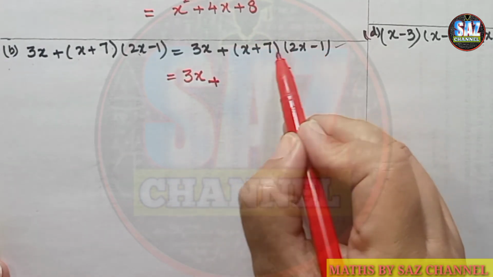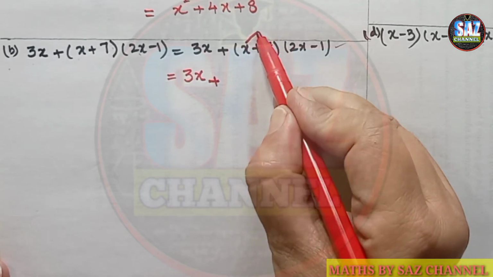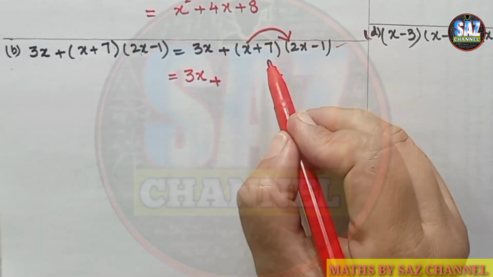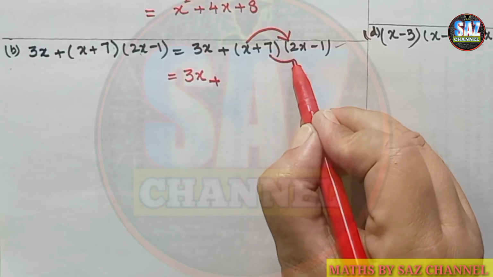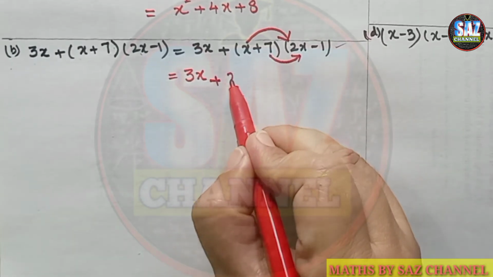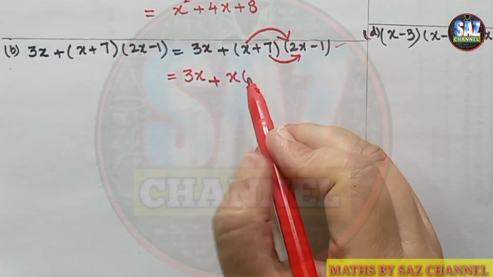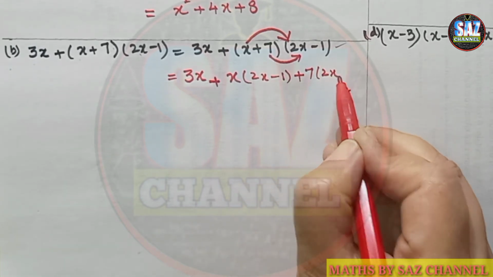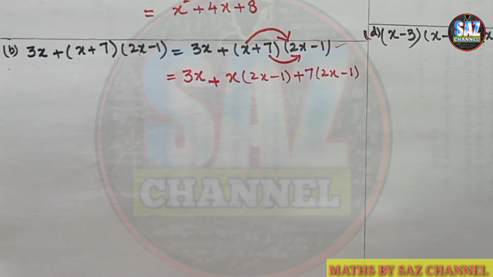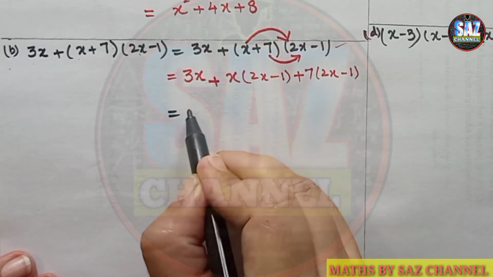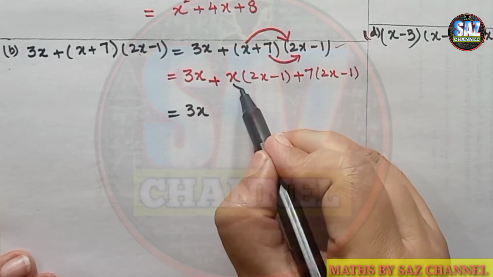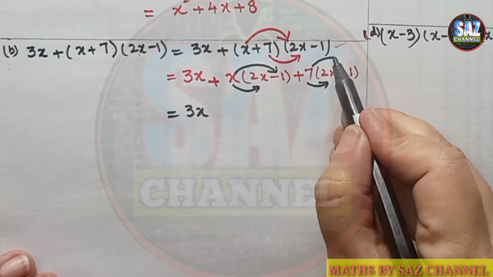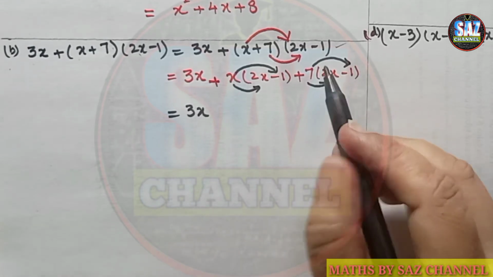In order to simplify these two brackets, I have to take the first term of the first bracket and multiply it with the whole of the second bracket, and then take the second term of the first bracket and repeat the process. The question will take the form x into the whole of the second bracket, that is 2x minus 1, plus 7 into 2x minus 1. Again I copy and bring 3x down as it is, but here we have to apply the distributive property. Carefully, I have to multiply the term outside with every term inside the bracket.